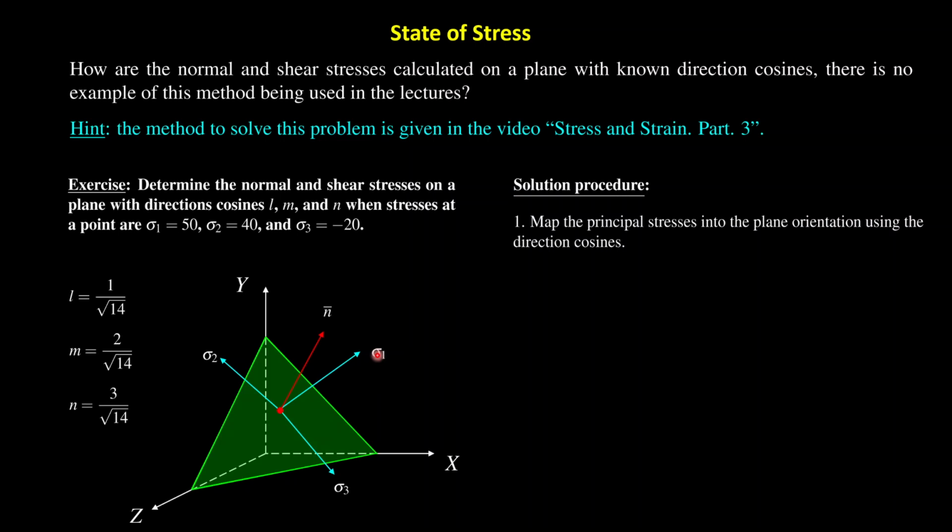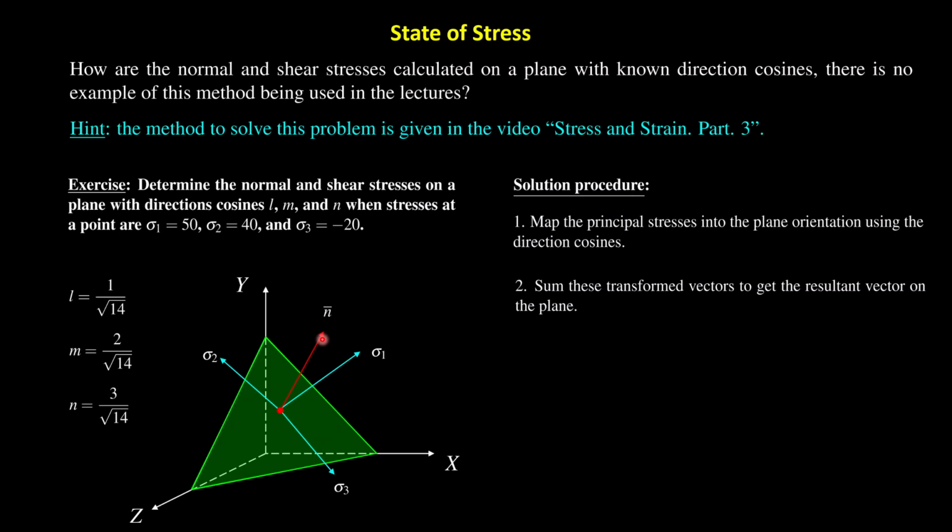You have to map each one of these principal stresses from their original orientation into the orientation governed by this plane, by using the direction cosines. So basically, you have to map each one of these principal stresses into the plane orientation using the direction cosines.